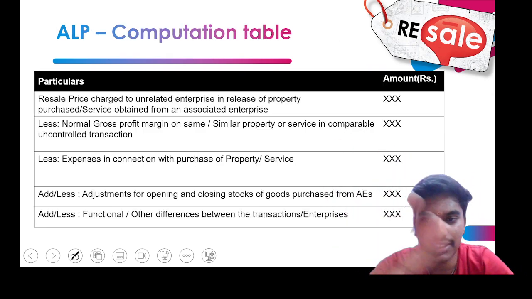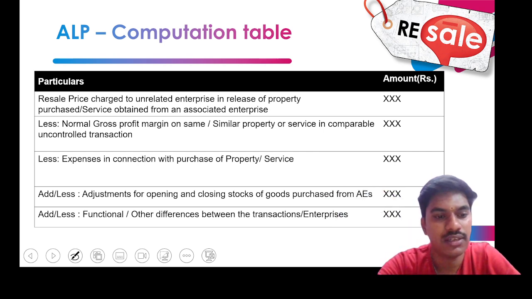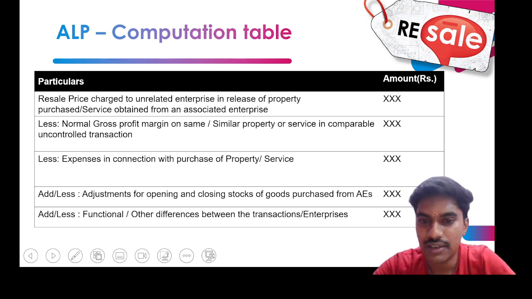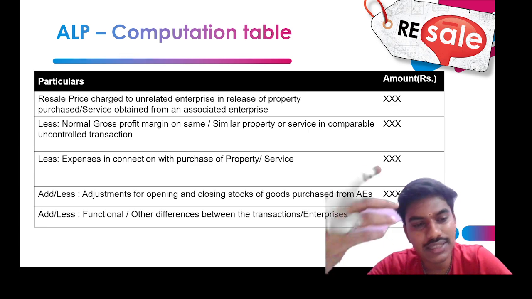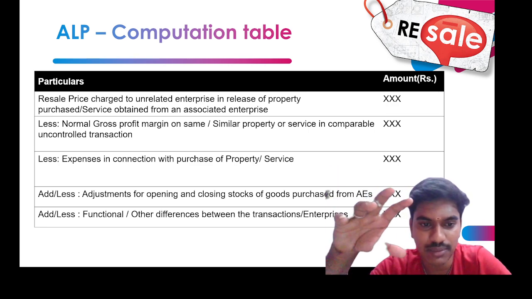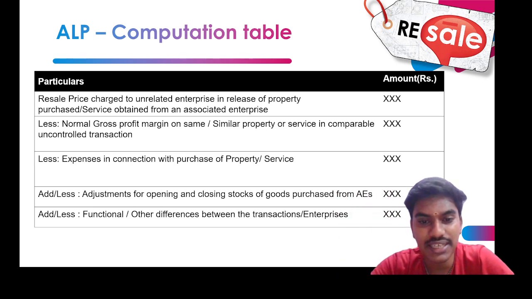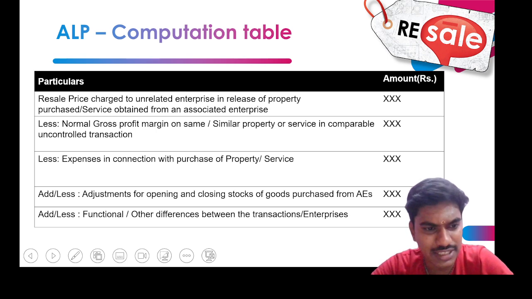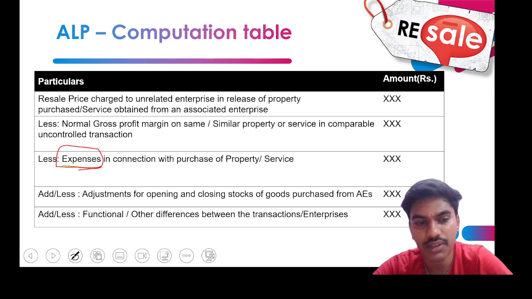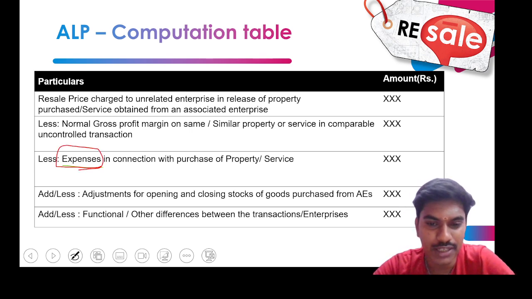If you just see here, this is the computation table which is given. First, I should take the resale price charged. From the resale price charged, I should reduce the gross profit margin. Then I should reduce the expenses in connection with the purchase of property or service. The term expenses is used, but it does not purely mean the cost of purchase. It is for all the expenses other than the purchase cost that will come here. Next, adjustment for opening and closing stocks.